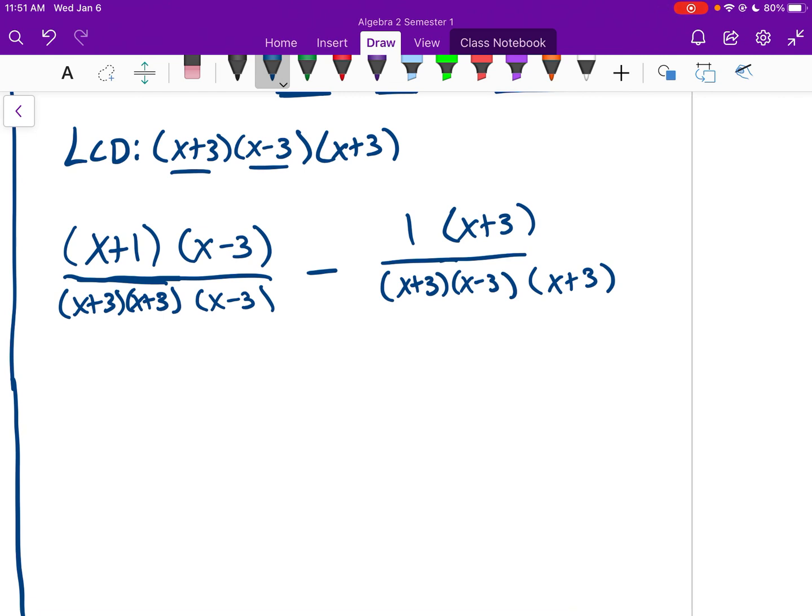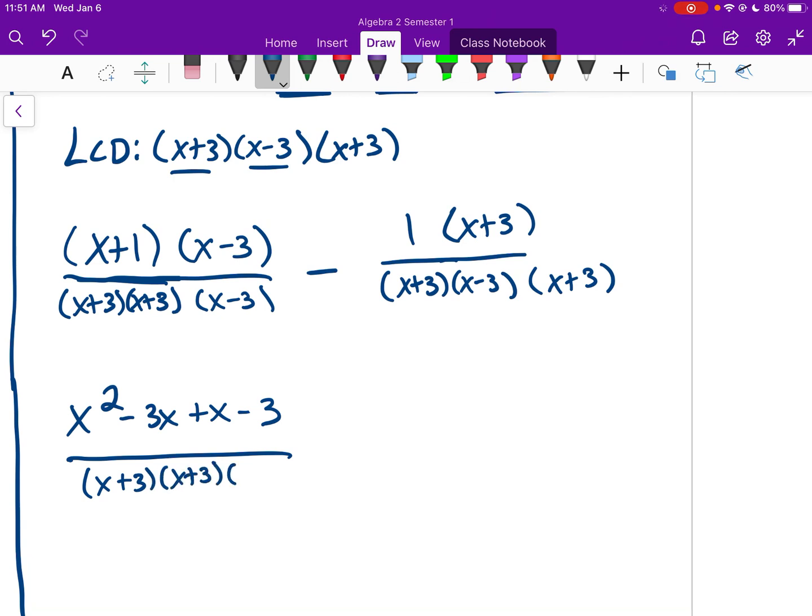Now, again, whenever we're doing that adding or subtracting step, you're going to have to multiply things out. Okay, so x plus 1 times x minus 3. We get as x squared minus 3x plus x minus 3 over that LCD. Now, do not worry about multiplying out the denominator, because in the last step, we're going to see if we can simplify, and it's going to be a lot easier if we're in factored form. Okay, minus, and that one's just going to be x plus 3 over the LCD.